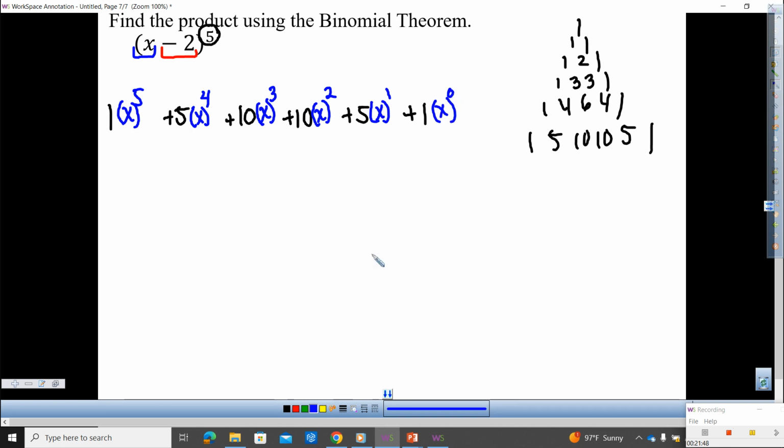Hold on. Before you copy, now I'm going to do the second term. Be careful with this one. Here it goes. -2. Instead of starting at 5, I start at 0. -2 to the 1st. -2 to the 2nd. -2 to the 3rd. -2 to the 4th. And at the end, -2 to the 5th. Copy that, please.